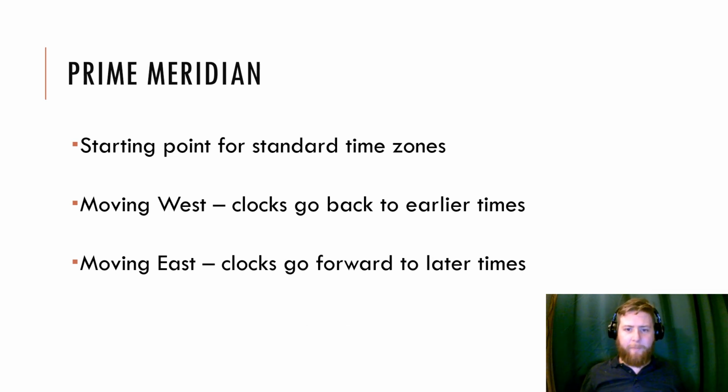Now, the starting point for all these is the prime meridian. This is where we start our standard time zones. Moving west, your clocks will go back to earlier times. So as we go west more and more, we get earlier and earlier. Moving east, your clocks go forward to later times. You get later and later.